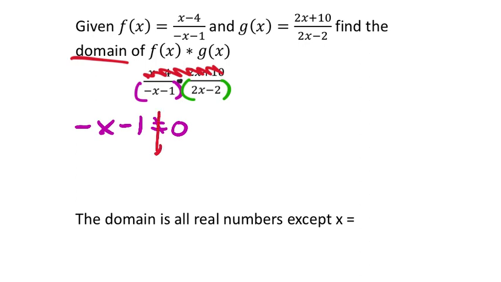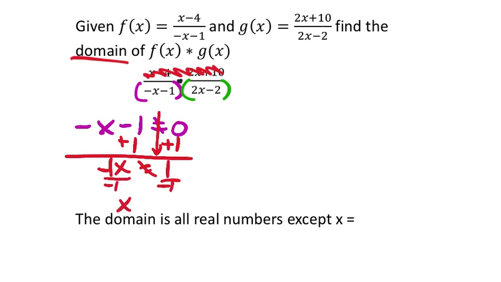Let's go and solve this. I'd add 1 to both sides. So then negative 1x cannot equal 1. Then dividing both sides by negative 1 tells me that x cannot equal negative 1. So negative 1 cannot be in the domain. Everything else can. And then we also have the g side of that f of x times g of x. That would be 2x minus 2, and this also cannot equal 0.